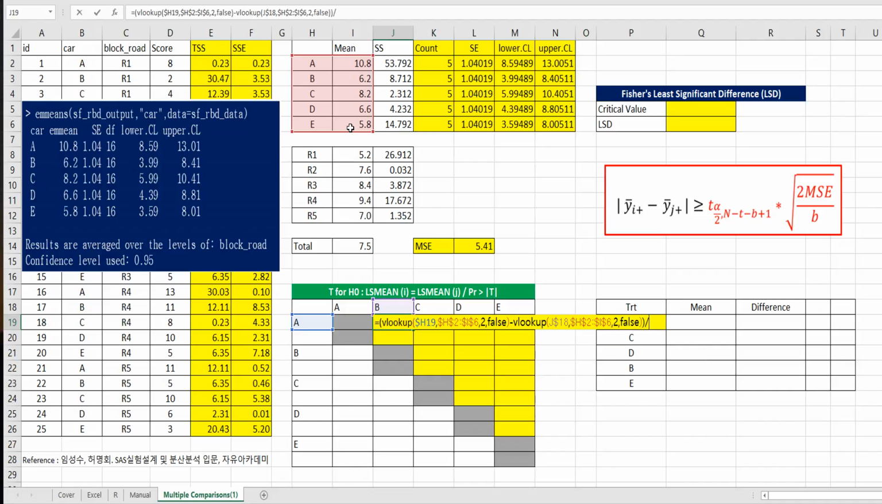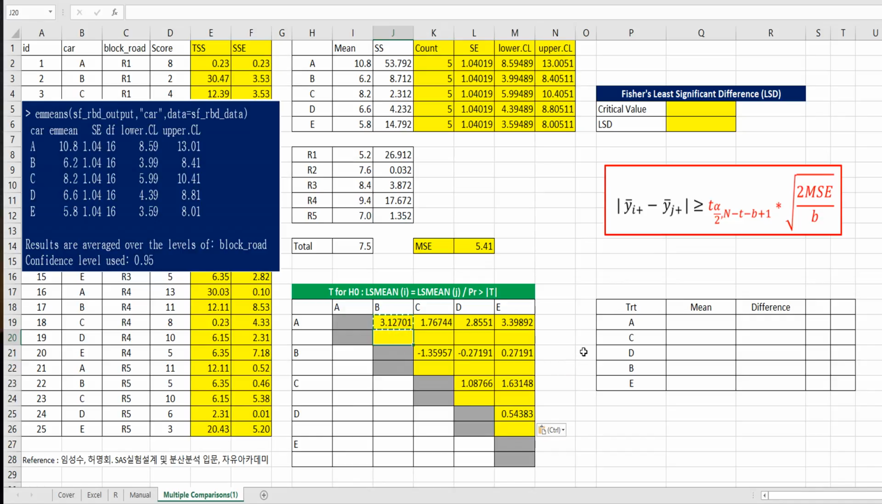And for the denominator, we actually have the same standard error and the same number of counts, so we can use the square root of standard error squared plus, let's fix this one, and again this one, press F4. Then we can apply this formula to other cells, for other comparisons, I mean.